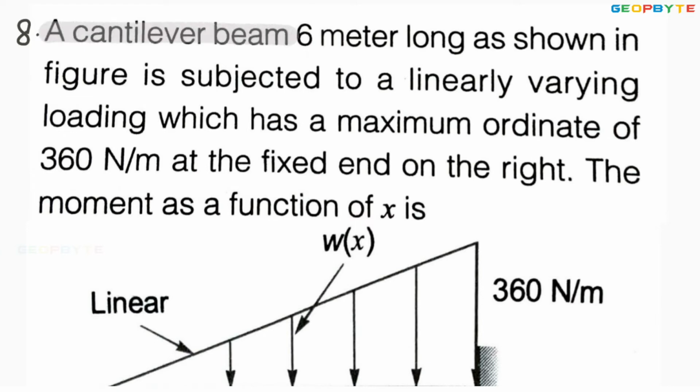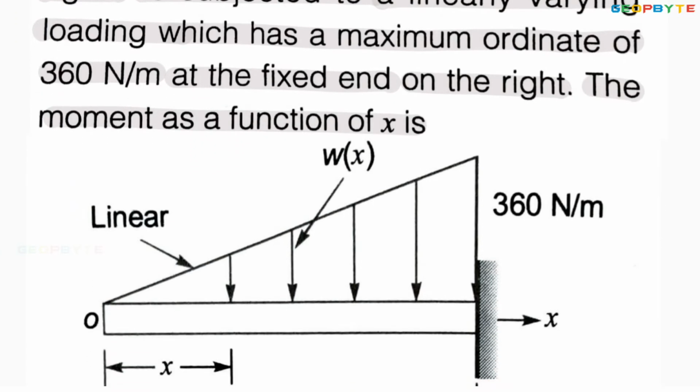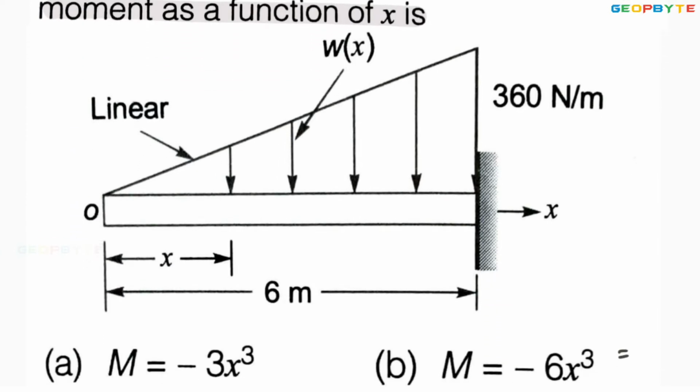A cantilever beam 6 meters long, as shown in the figure, is subjected to a linearly varying loading which has a maximum ordinate of 360 Newton per meter at the fixed end on the right side. The moment as a function of x. Look at the diagram. You are asked to find the bending moment as a function of x. That x is also given in the problem. This is the x.